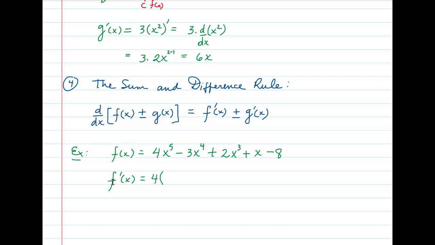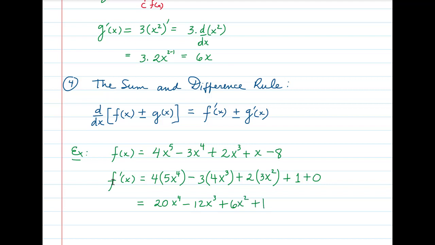The derivative here of x to the 5th is 5x to the 4th, minus 3 times the derivative of x to the 4th, we bring the 4 down, 4x to the 3rd, plus 2 times the derivative of x cubed. We've already done that one before, 3x squared, plus, again, the derivative of x, we said it was 1. And the derivative of negative 8 is just 0. Minus 0 plus 0, same difference. So then cleaning it up a little bit, simplifying our expression, we'll get 20x to the 4th minus 12x cubed plus 6x squared plus 1. And there it is. Again, another polynomial, as we expect, degree 4 now.